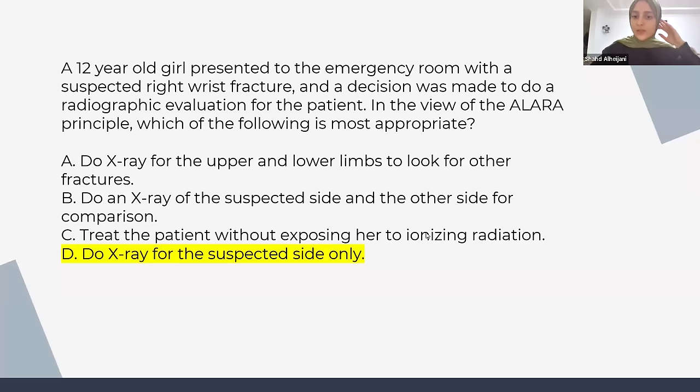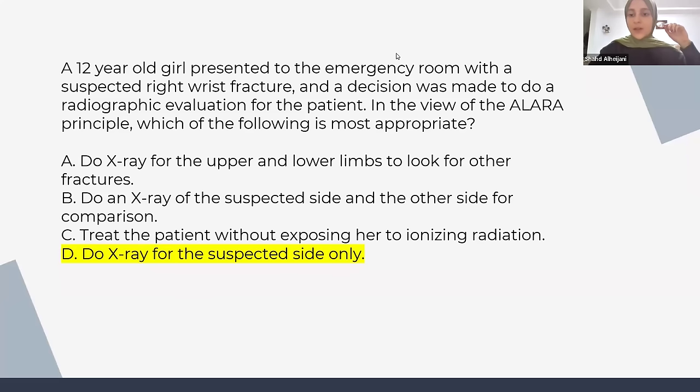Here, treat the patient without exposing her to ionizing radiation. Now, you need to use ionizing radiation because it's the best modality to see the fracture. In this case, you need X-rays. So you have to expose her to ionizing radiation, but the lowest dose possible, and only for the site that you need.